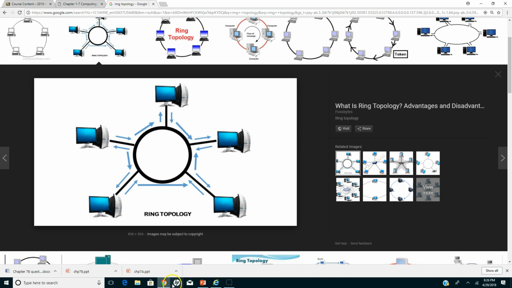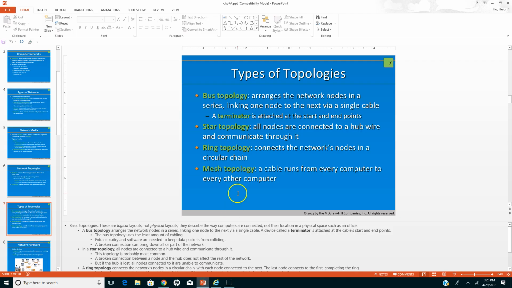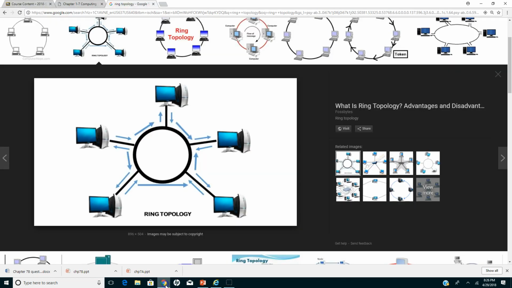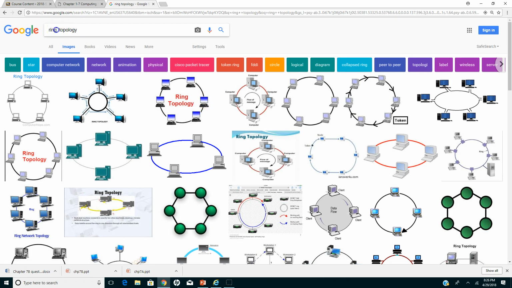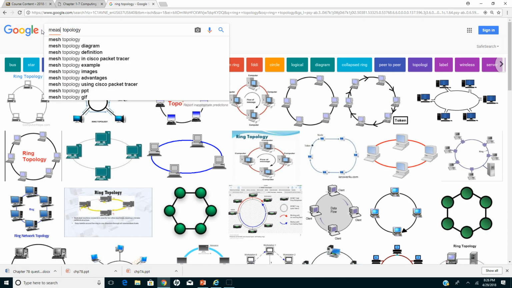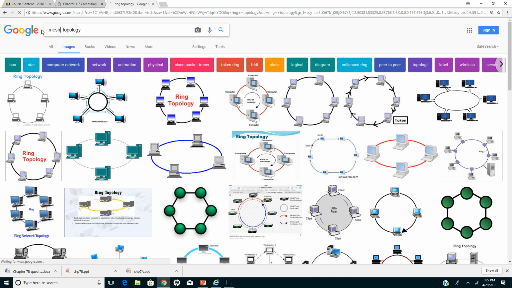And then we have the last one, which is a mesh topology. That means cable runs from every computer to every other computer. This might be the ideal one, but in reality, this is going to cost a lot of money. Let me show you what this means. Mesh topology.